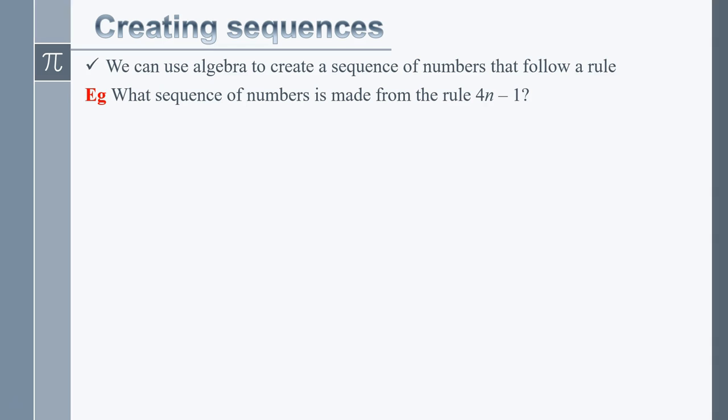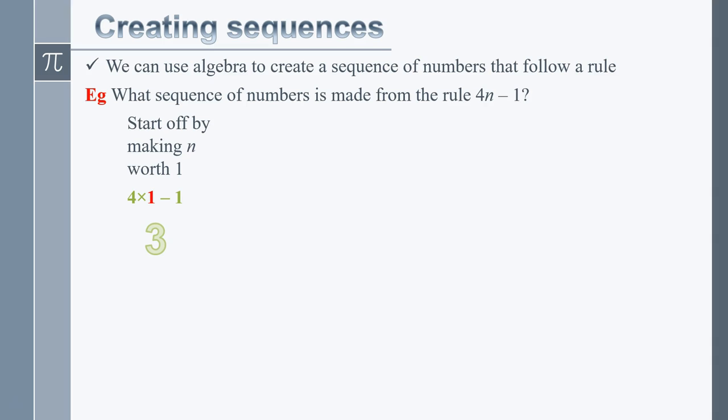It says, what sequence of numbers is made from the rule 4n minus 1? Now that might look a little bit weird to begin with, but what we're going to do is explain what's going on with this n bit here and how this thing is going to be used to generate a sequence of numbers. So what I'm going to do is start off and say, okay, well, in our rule here, let's make n be worth 1. So 4n minus 1 becomes 4 times 1 minus 1. So the n is worth 1. So the first number that I can make using that rule is going to be a 3. 4 times 1 take away 1.